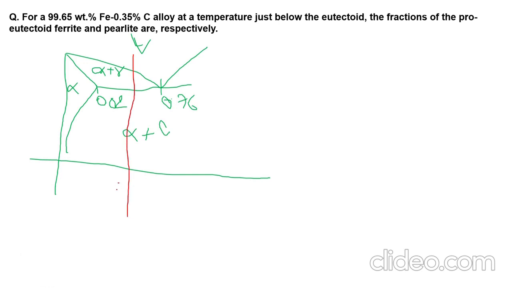So this is the composition given in the question, that is 0.35. You are asked, at a temperature just below the eutectoid, so this is your eutectoid point, this eutectoid line, what are the fractions of proeutectoid ferrite and pearlite? So you have to find the weight fraction of proeutectoid ferrite and the weight fraction of pearlite.